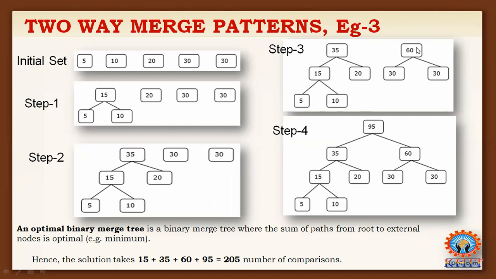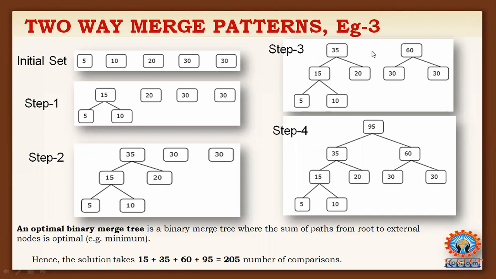and the total root value is 60. Is 60 minimum or is 65 minimum? 60 is minimum. If you merge 35 and 30, 65 will be generated. If you merge 30 with 30, 60 will be generated. Which one is minimum? The minimum is 60. So consider merging in this way. In the third step, you can merge these two files separately. We will generate the root value as 60.